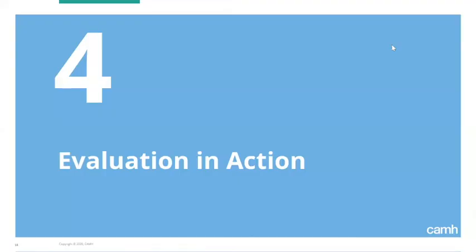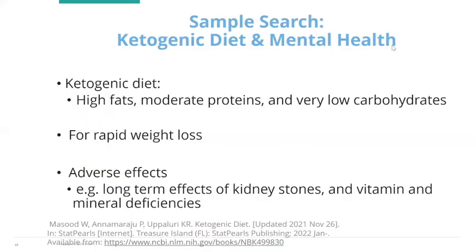So now we're going to actually look at some evaluation, hopefully in action. So what we're going to look at is the ketogenic diet and mental health. That's going to be our sample topic today. So the ketogenic diet, it's not new. It was first, I wouldn't say discovered, it was first used in medical practice in 1921 by a Dr. Russell Wilder. And it was used to treat epilepsy before anti-seizure medications were available.